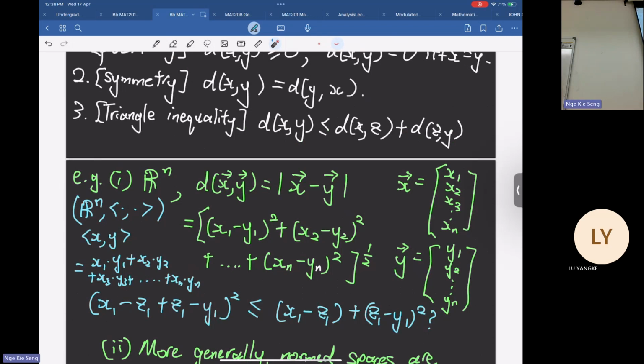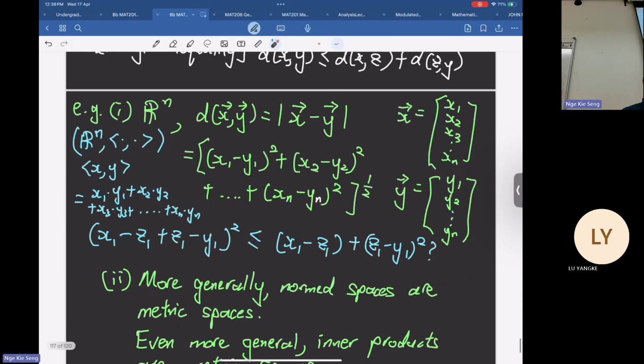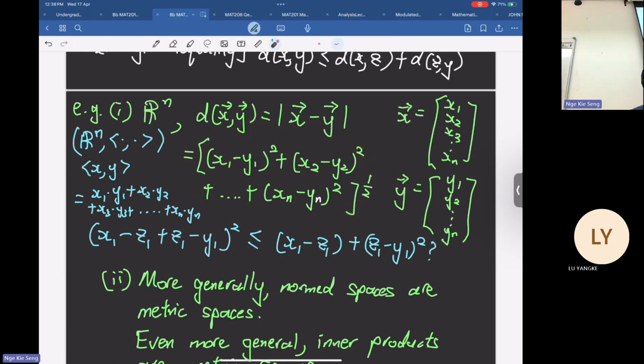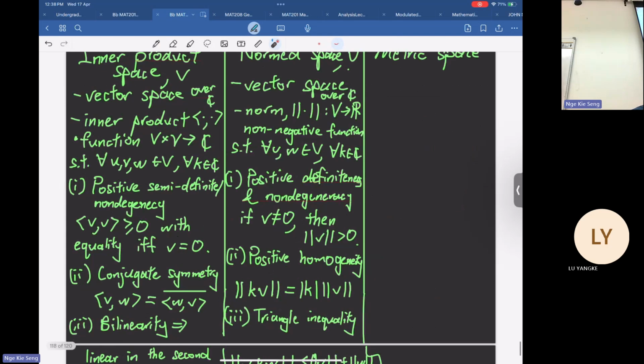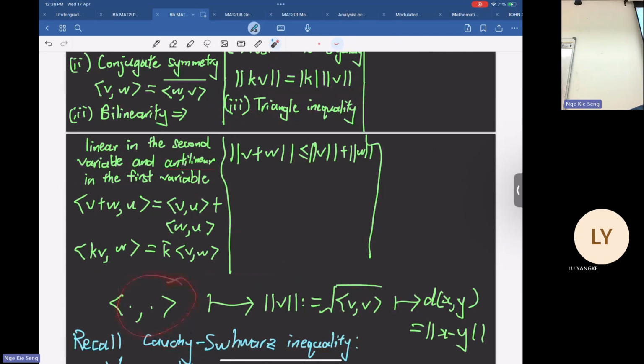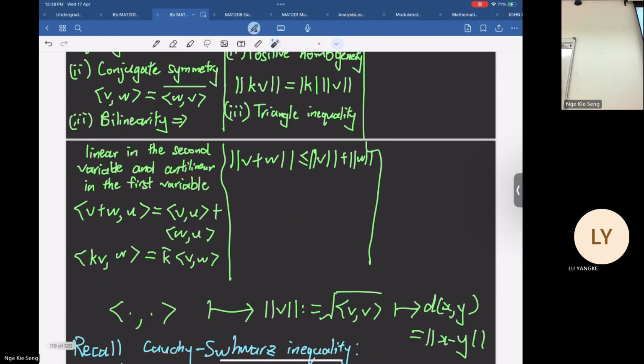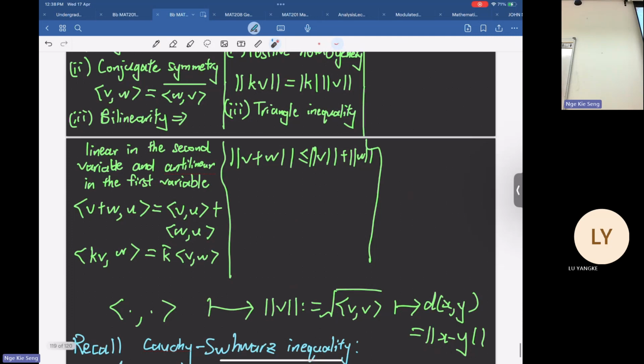Instead of proving the triangle inequality for this specific metric, I prove to you that whenever you have a metric that is induced by an inner product, you will always satisfy the triangle inequality. The rest I didn't check for you. You can go back and check. It's quite straightforward, the other two properties. Does it make sense?